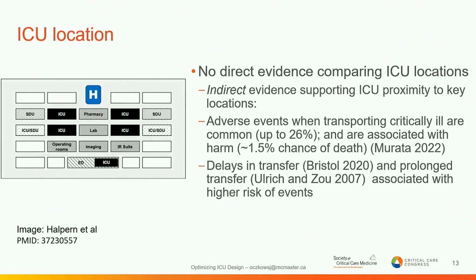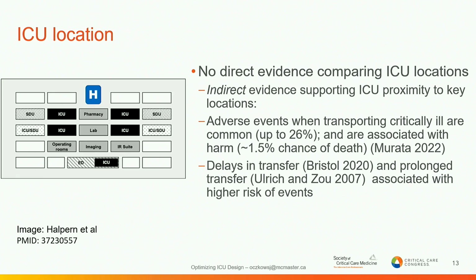Similarly, for ICU location, it was really hard to find evidence comparing ICUs that are closer and farther to key locations. But we did find indirect evidence suggesting that ICU proximity may be important. And that is because when you look at transfer data, transfers out of the ICU to the ER, or from the ER to the ICU, to radiology, to IR, wherever you're going, are actually associated with adverse events, pretty commonly, 26% of them in one study, and some of these are associated with serious harm, including a risk of mortality. Furthermore, this is a time-dependent relationship. The longer the patient is out of the ICU, the higher the risk of adverse events is.